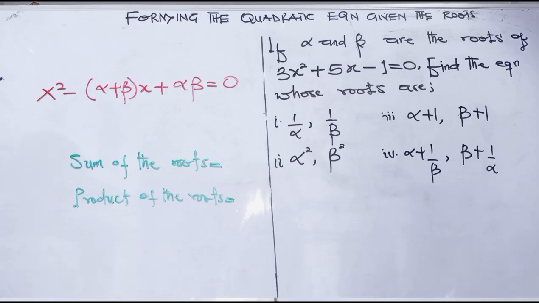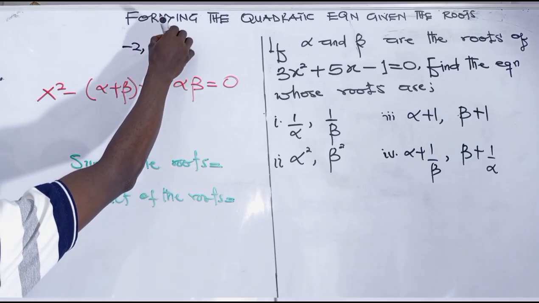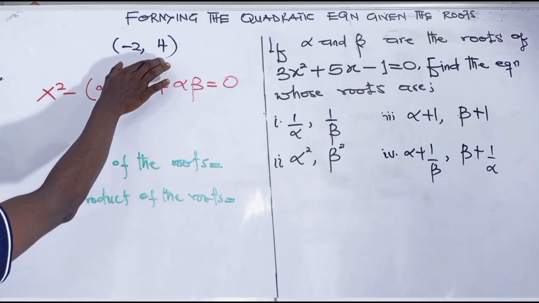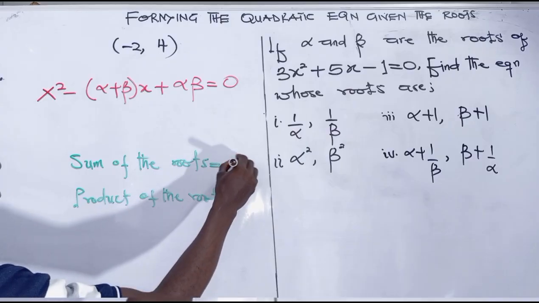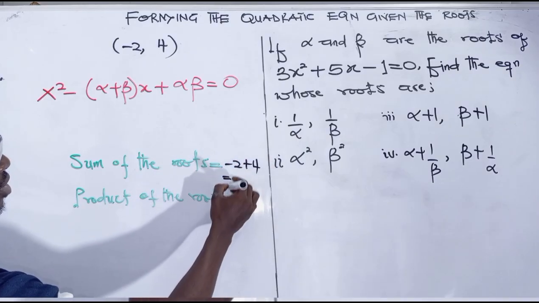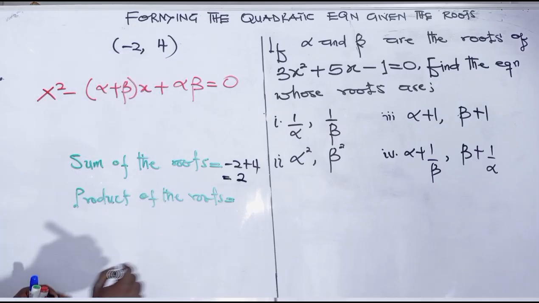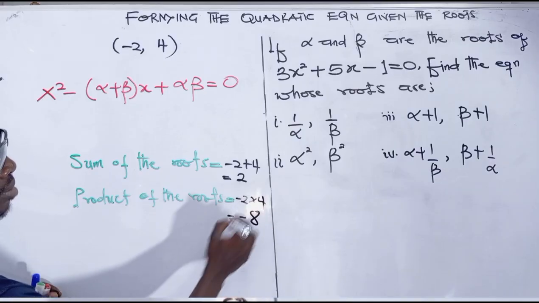So let's take it that you are given the roots of the quadratic equation to be, let's say, -2 and 4. You want to find the quadratic equation whose roots are these. In doing that, we have to find the sum of the roots. Sum of the roots means we add these roots together, and that is going to give us 2. Then we find the product of the roots, meaning we multiply these roots together, and that is going to give us -8.